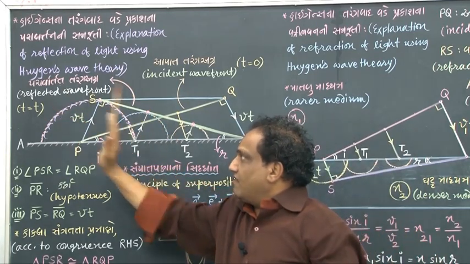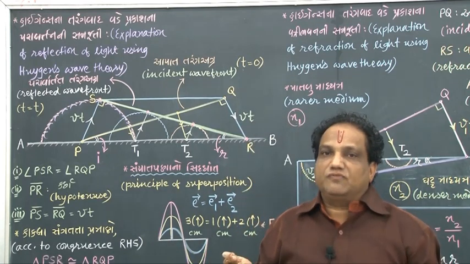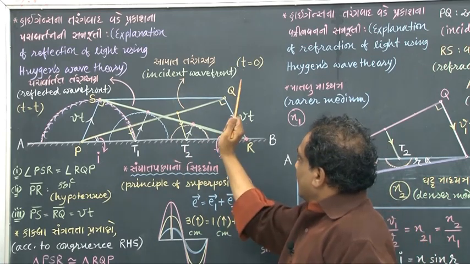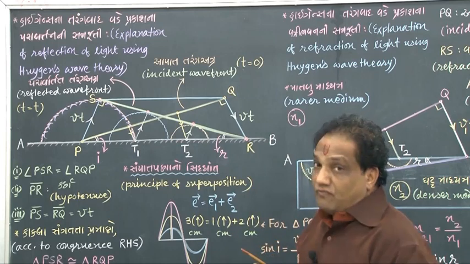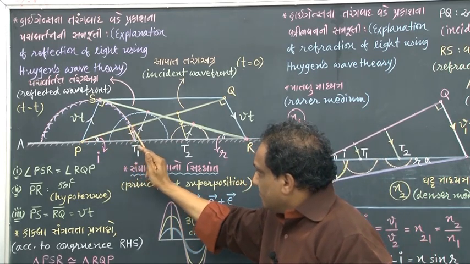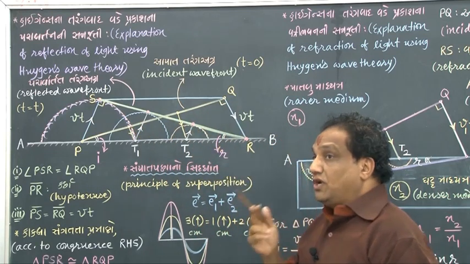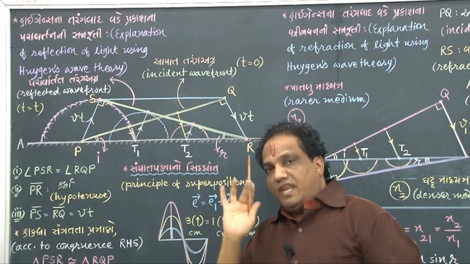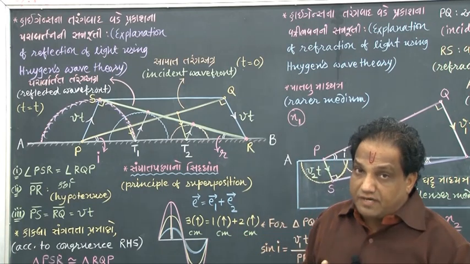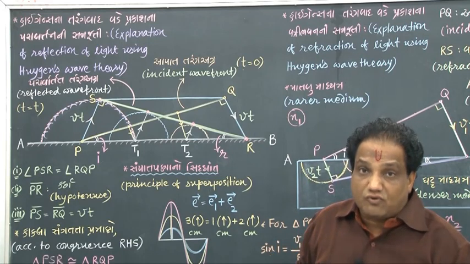Where will the reflected wavefront be? At which position? With what shape? That is what we have to find out. Look, from t equal to 0 onwards, you know all these points are situated on the wavefront. According to Huygens principle, any point on any wavefront behaves like a self-independent secondary source, and it emits secondary spherical waves out of it.